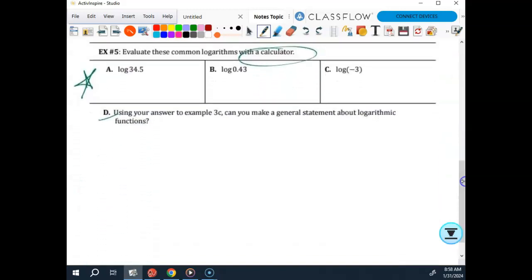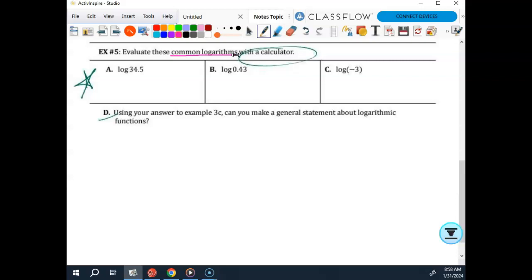So if you look at the back of the first piece of paper of your notes, find example 5. This was the first thing that we skipped. This says to evaluate these common logarithms with a calculator. So what makes a common log a common log? The base. What's the base going to be? 10. Okay, good. So we're going to do this. Even though we don't see log base 10, it means log base 10 when you don't see one.